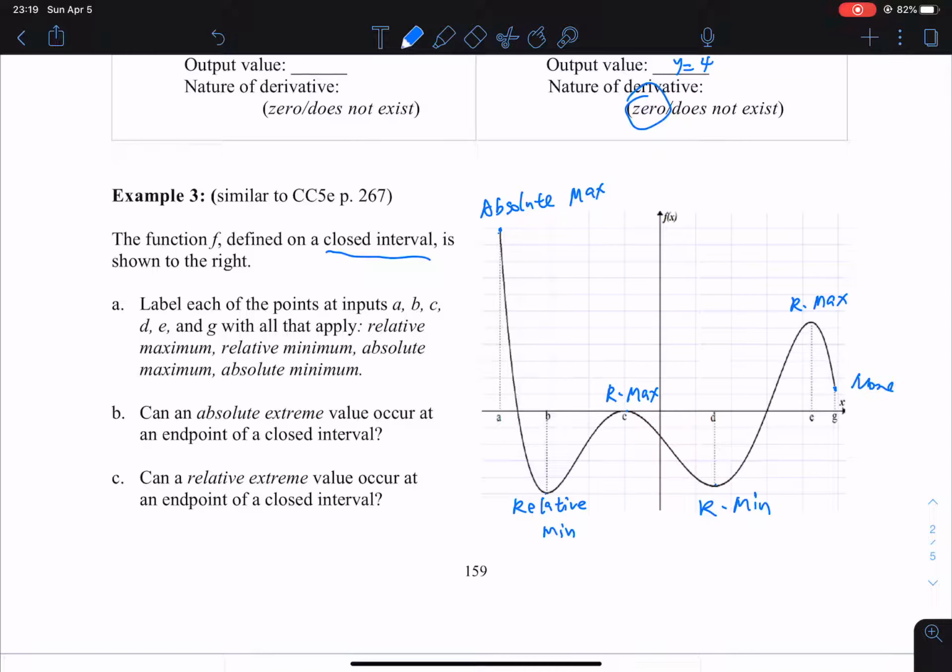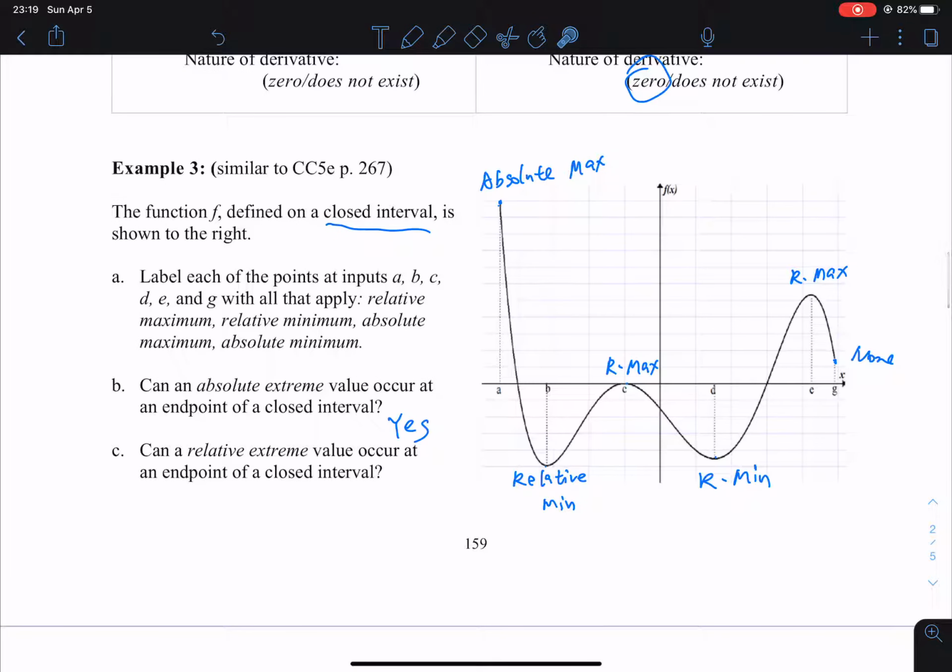So point G is not a relative extreme point, and point G is not an absolute extreme point. And question B: can an absolute extreme point occur at an endpoint of a closed interval? So yes. This gives you an example where the first endpoint A is the absolute maximum point. It's an absolute extreme point.